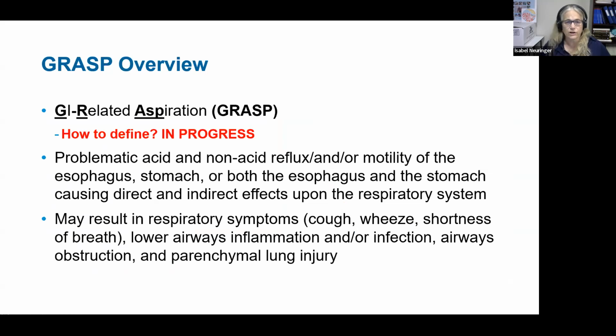So how do we define GI-related aspiration? Well, this continues to be a work in progress, even after our 5 workshops. But we hope to move forward with future discussions and investigations. As we know, this includes problematic acid and non-acid reflux and/or dysmotility of the esophagus, stomach, or both the esophagus and stomach, causing direct and indirect effects upon the respiratory system. This may result in respiratory symptoms, including cough, wheeze, shortness of breath, lower airways inflammation and/or infection, airway obstruction, and/or pneumonia.